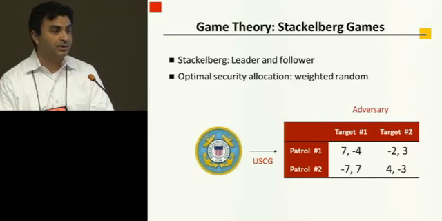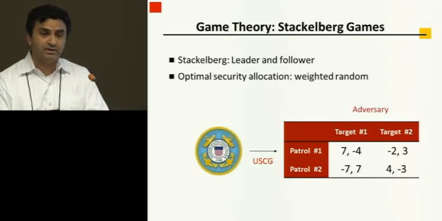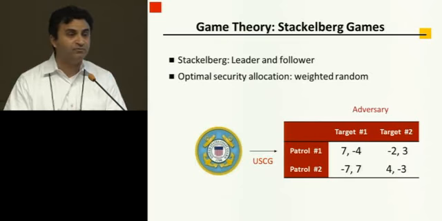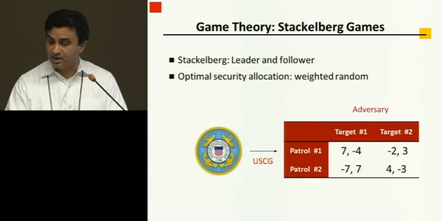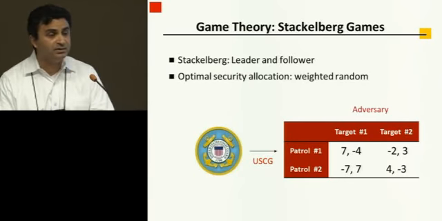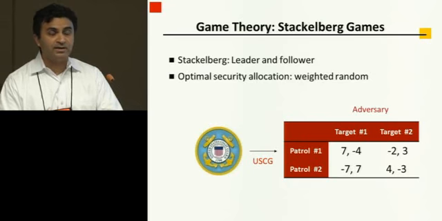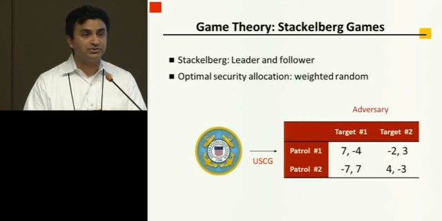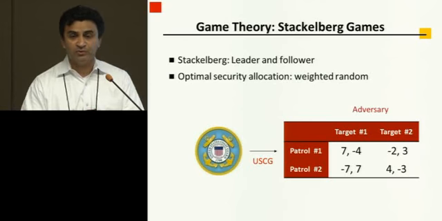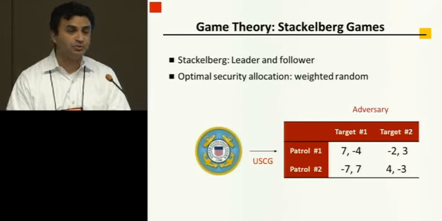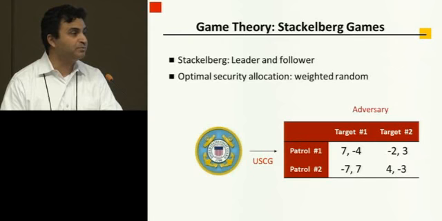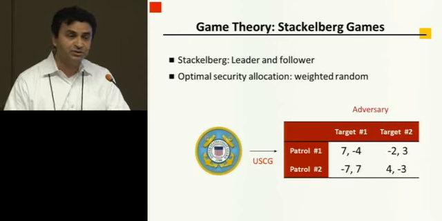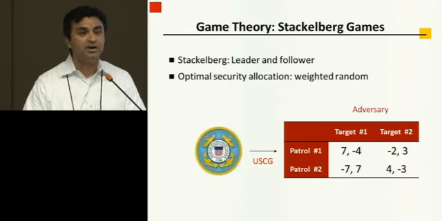Now, this is a 2x2 game, and I talked about coming up with 60-40 as the weighted random here, weights on the randomness here. But in reality, we are looking at a game with billions of patrol patterns and large numbers of targets, and therefore coming up with an optimized weight on the different patrols, the probability with which different patrols should be conducted, is a very challenging problem. And our contributions are coming up with fast algorithms to solve exactly this problem.